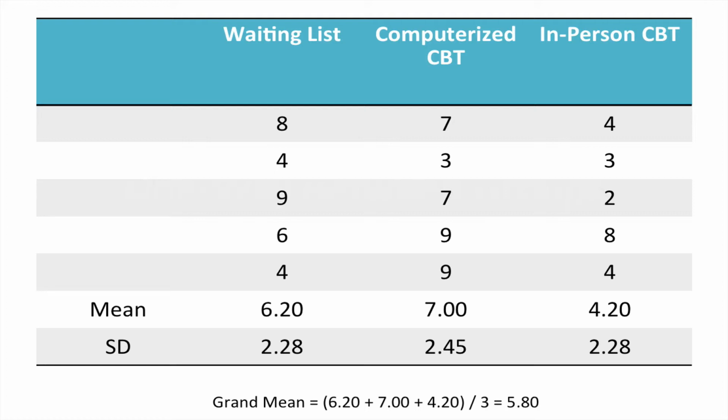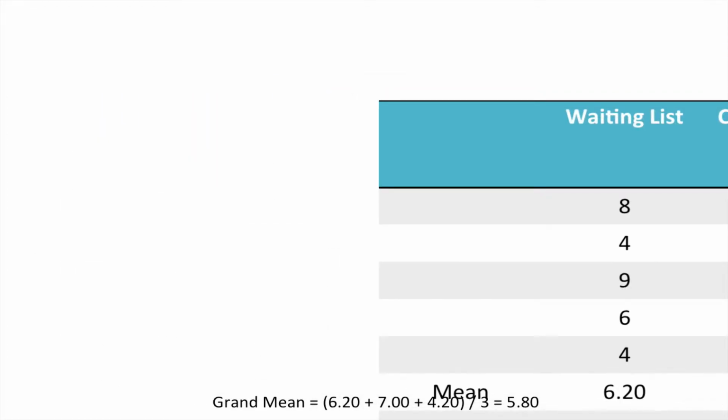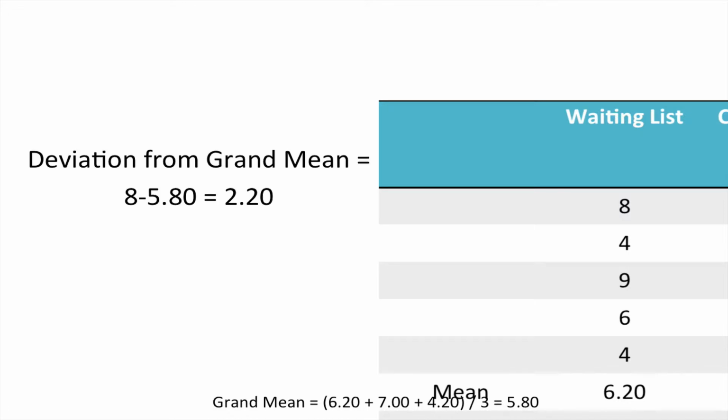So how do we actually do this? Well, the first thing we need to do is work out how much variability there is to explain. So in order to do that, we move this over slightly, and just for our first score, I'm going to do it as an example. We need to take the deviation, or the difference, between our score and the overall mean. So 8 minus 5.8, the overall mean, gives us a score of 2.20, and we're going to do that for all our scores.